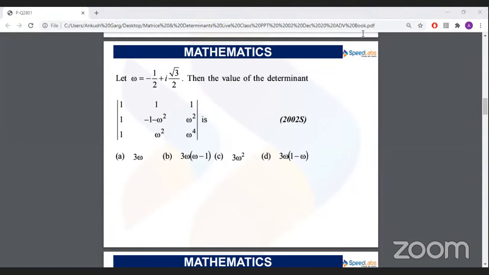So if omega is minus 1 by 2 plus iota root 3 by 2, that is the cube root of unity, then what will be the value of this determinant? Again, very simple. Tell me what will be the value of this particular determinant?